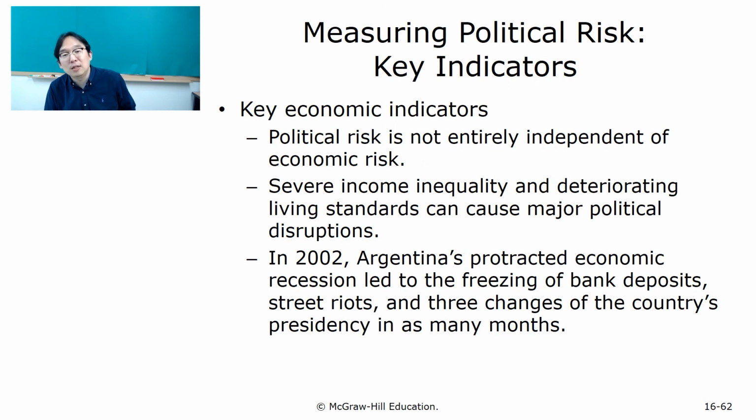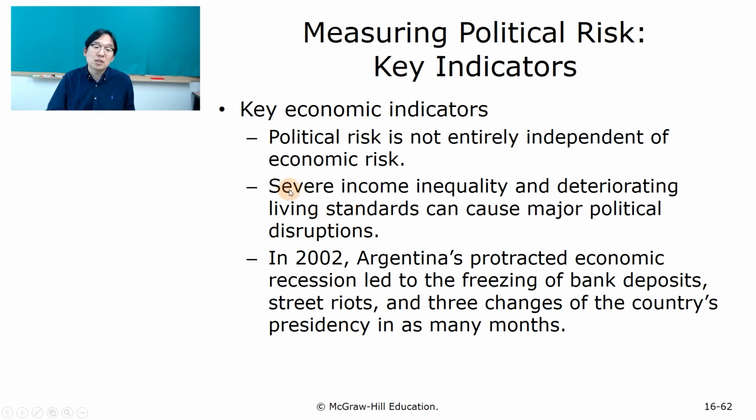There are key indicators you can identify. Those key economic indicators would be like political risk, right? It's not entirely independent of economic risk, and they are mutually influencing each other. Severe income inequality and deteriorating living standards can cause major political disruptions.